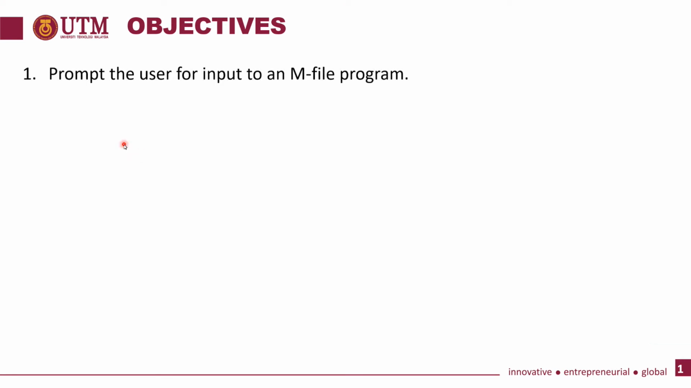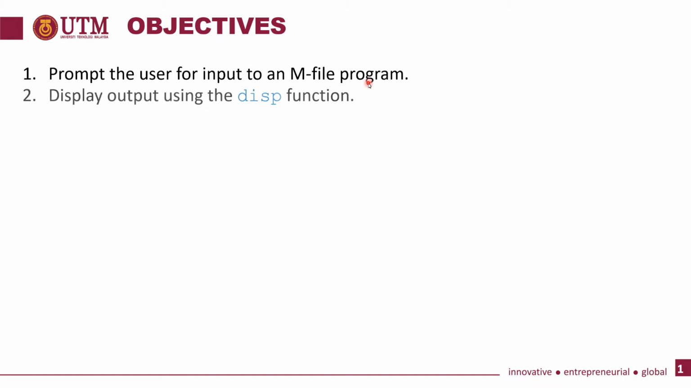So this is today's objective, okay? The first objective is to prompt the user for input to an M file program. So at the end of this lesson, you will be able to create a program where the users need to give an input in order for your program to run. For example, please enter your age, please enter your gender, or so on. At the end of this chapter, you will be able to do that.